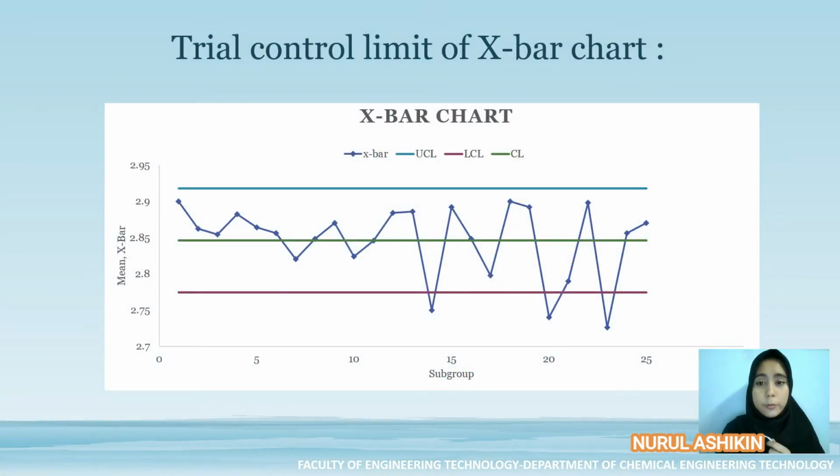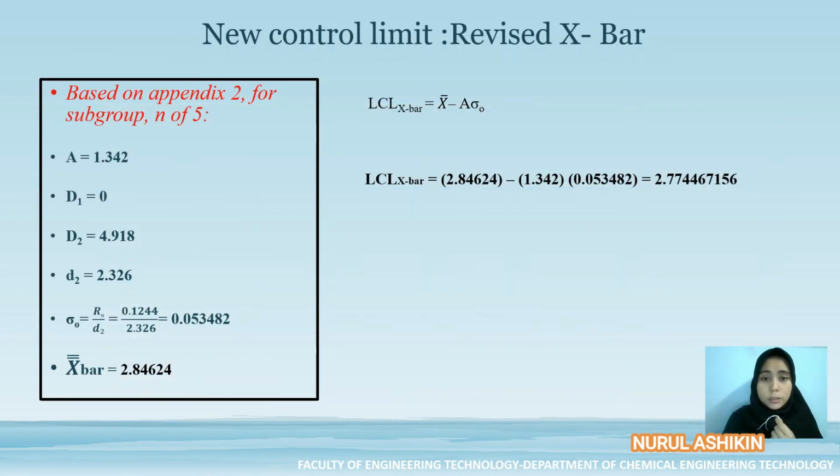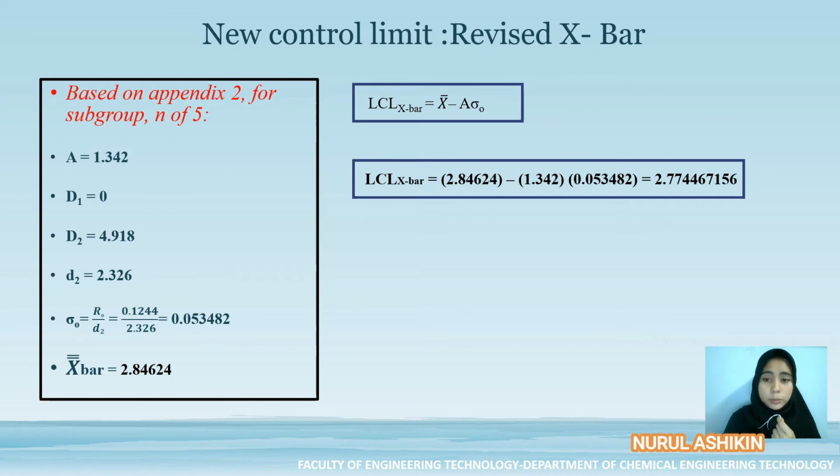This is the trial control limit for the X bar chart. As we can see from the chart, there are 3 points that are below the lower control limit, which are at subgroups 14, 20 and 23. Thus, these 3 points need to be eliminated to get the new control limit. To get the new control limit for the revised X bar chart, this lower control limit formula is used. Based on appendix 2 for the subgroup of 5, this data is obtained. Thus, based on this data, we insert into the formula and get the new lower control limit value, which is 2.77447.